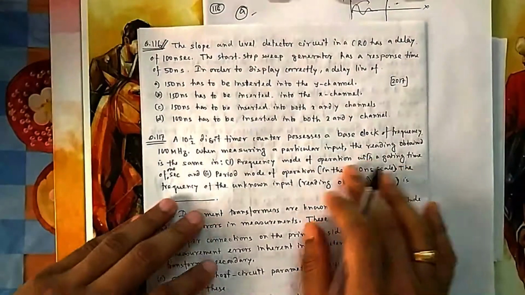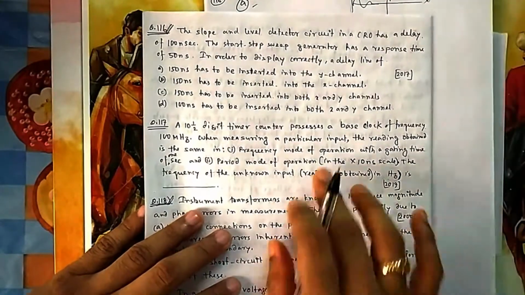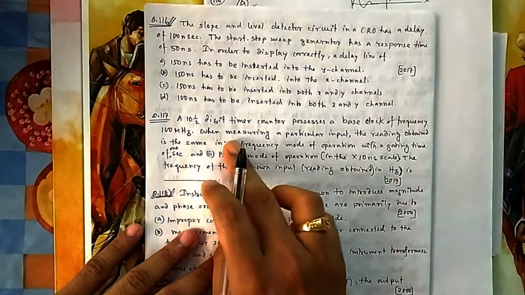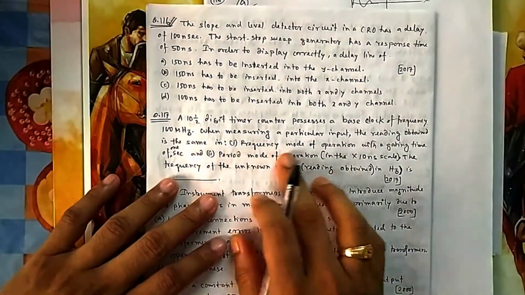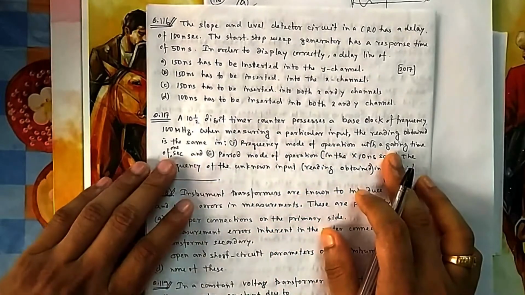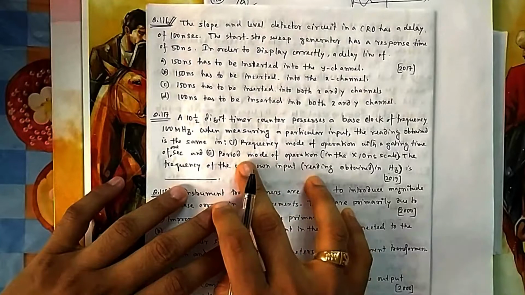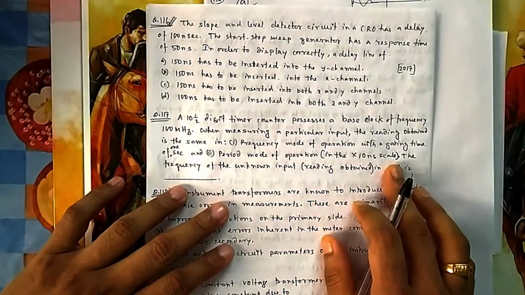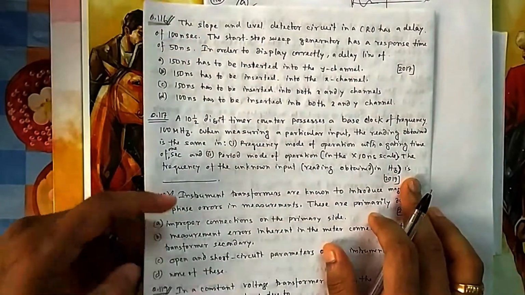Now if you come to 117, a 10.5 digit timer counter possesses a base clock frequency of 100 MHz. When measuring a particular input, the reading obtained is the same in frequency mode operation with a gating time of 1 second, and in period mode of operation on the 10 nanosecond scale. The frequency of the unknown input in Hertz is equal to, okay.